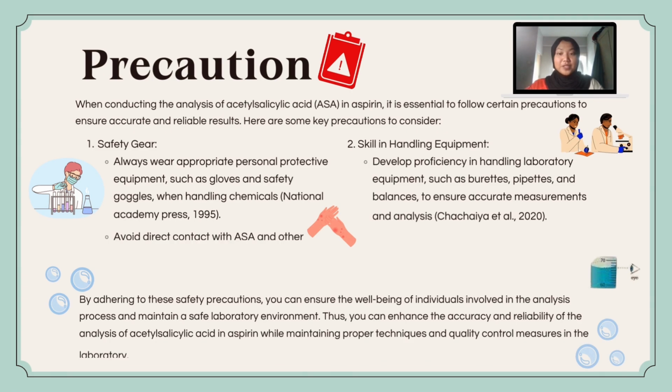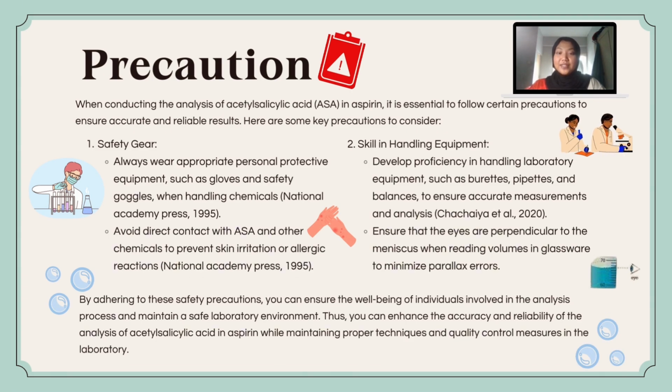Next is about precautions. When conducting the analysis of acetyl salicylic acid (ASA) in aspirin, it is essential to follow certain precautions to ensure accurate and reliable results. Here are some key precautions to consider. The first one is about safety gear. We must always wear appropriate personal protective equipment such as gloves and safety goggles when handling chemicals. This will help us avoid direct contact with ASA and other chemicals to prevent skin irritation or allergic reactions.